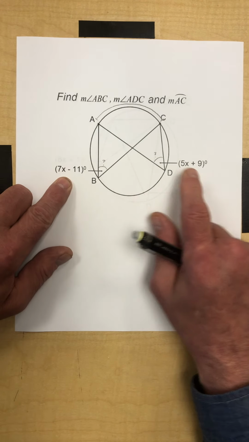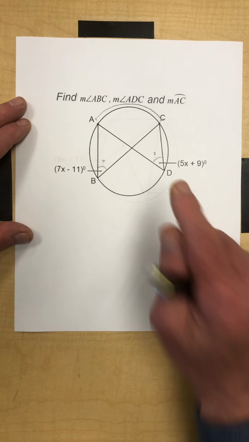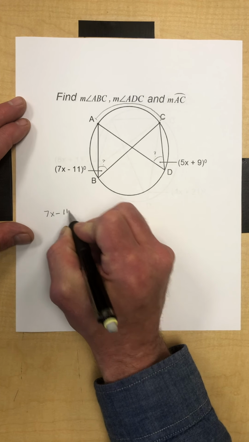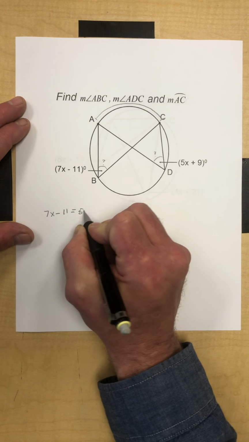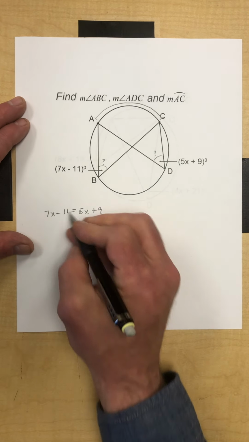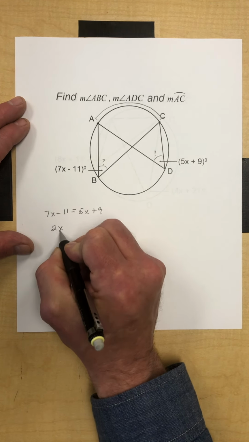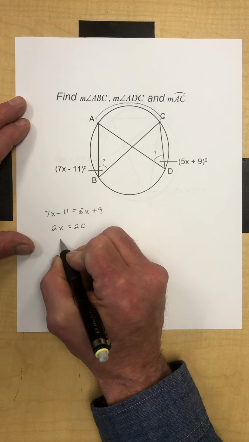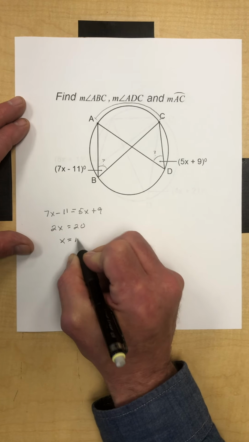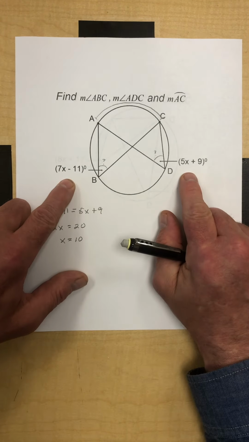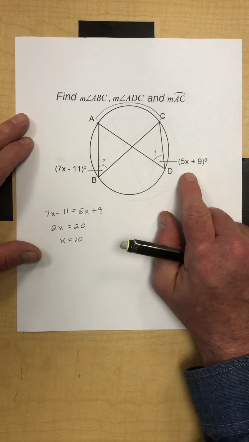So we can set these two expressions equal to each other and solve for x. We get 7x minus 11 equals 5x plus 9, and then we just solve that. Subtract 5x from both sides gives us 2x, add 11 to both sides, so that gives us 20, divide by 2, so we get x equals 10. So it wants us to go back and find these two measures. They better be the same or we're in trouble.